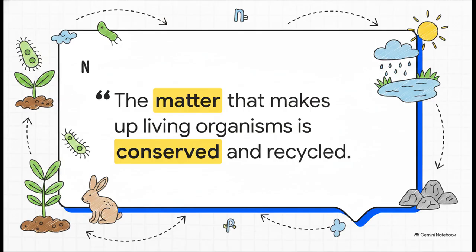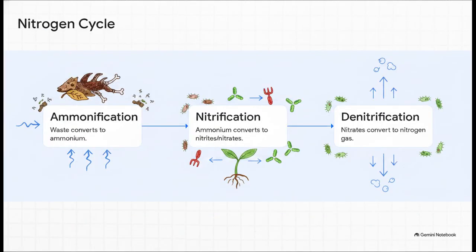They move from the living world to the non-living world and back again, over and over, like an endless cosmic recycling plant. Let's look at the nitrogen cycle in terrestrial systems as a really prime example of this recycling. Nitrogen is absolutely critical for building our DNA and proteins. Here is how it cycles in 3 major steps.